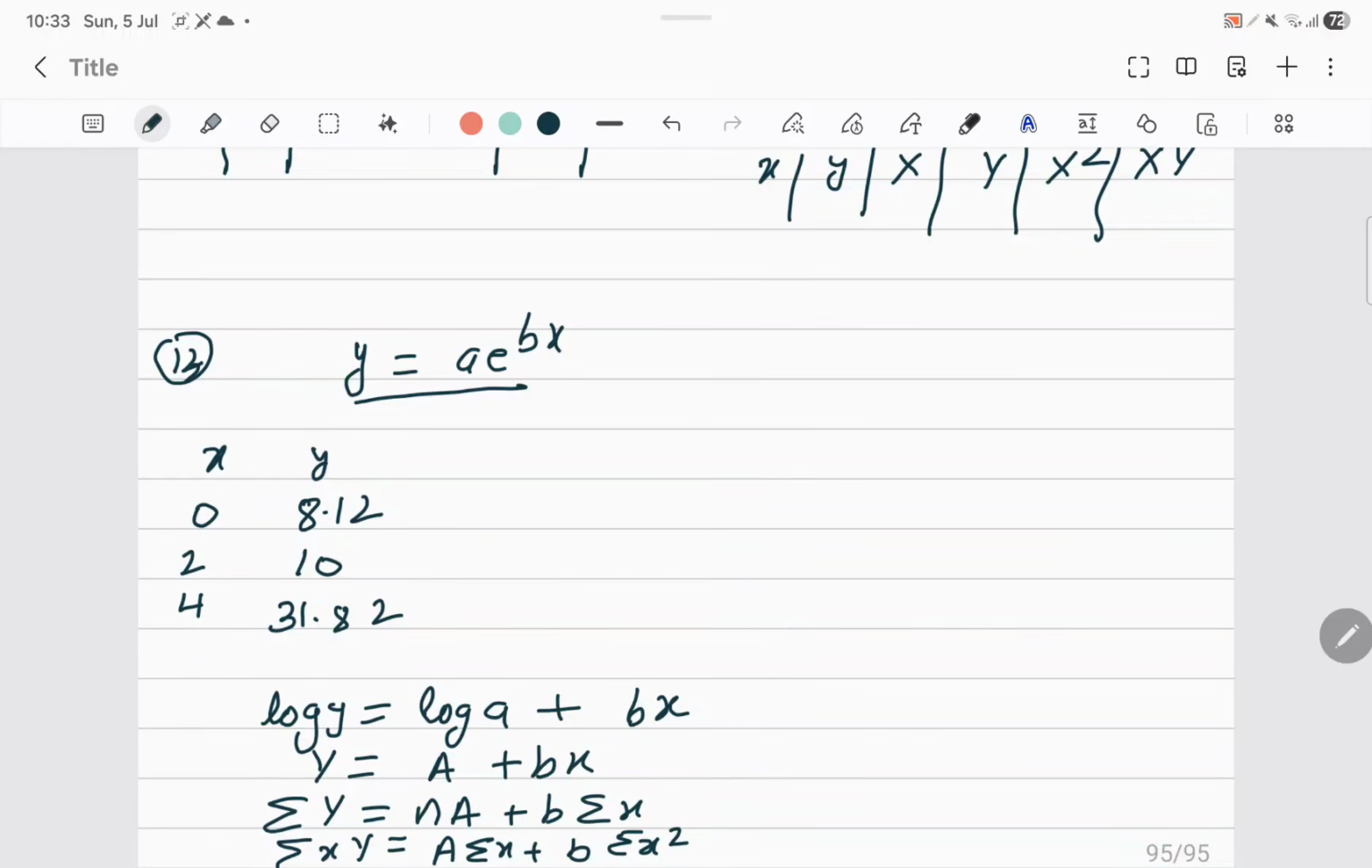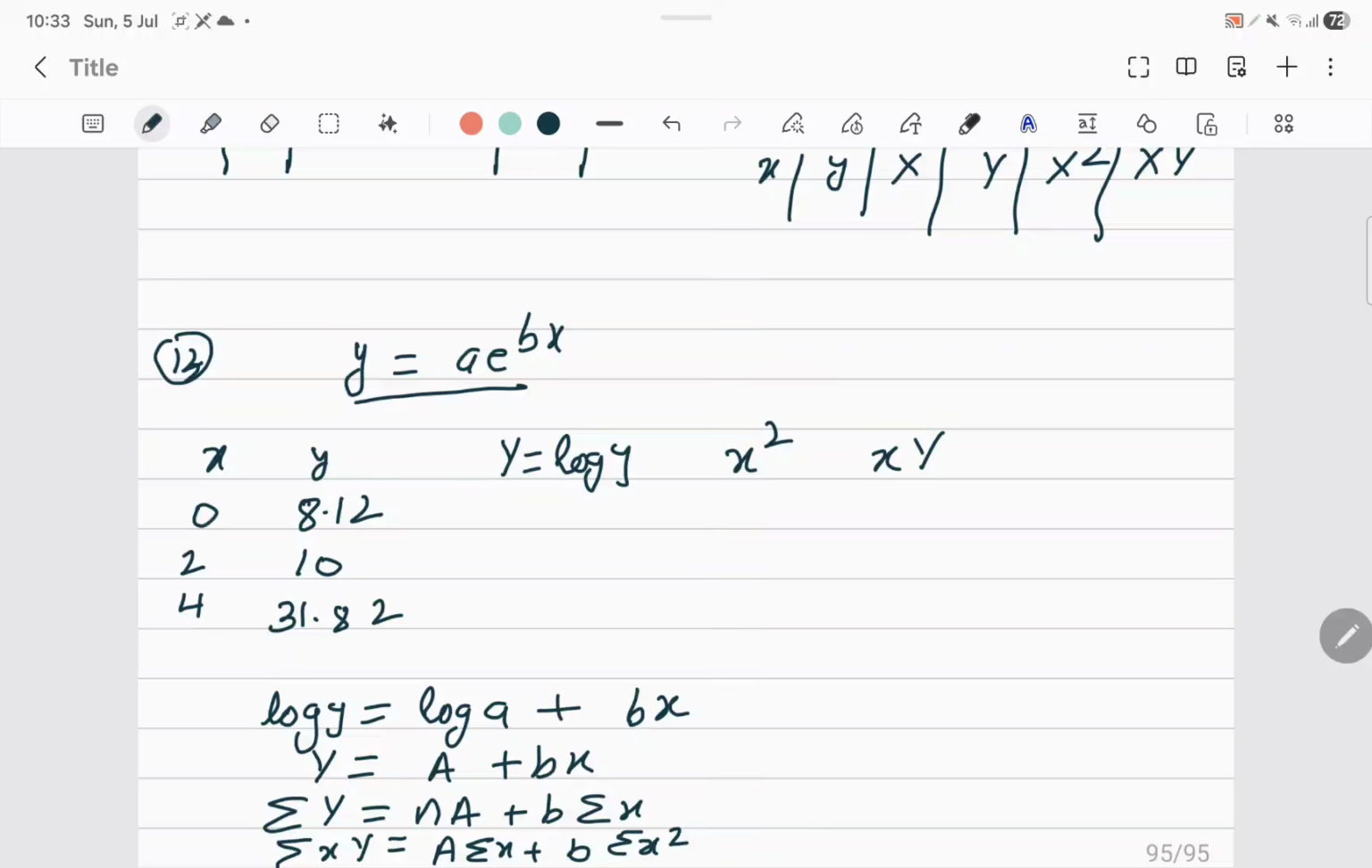Now, what will be the columns? Columns will be capital Y, which is equal to log of y, then x square, and then xY. Now I'll first do this on my calculator. So again go to home, go to statistics, go to two-variable, delete the old data without any mistake, then substitute the values. So 0, OK, 2, OK, 4, OK. Now go to the y column.